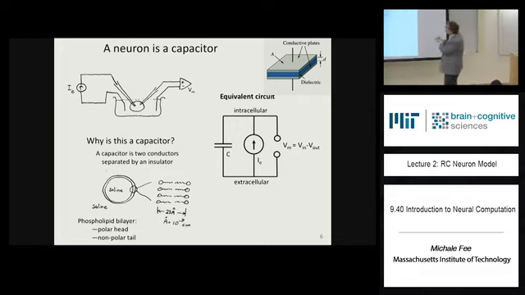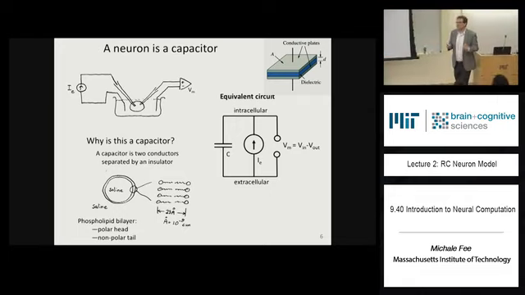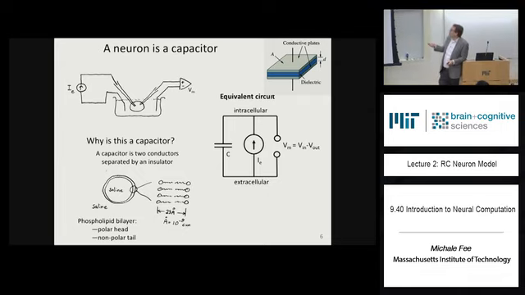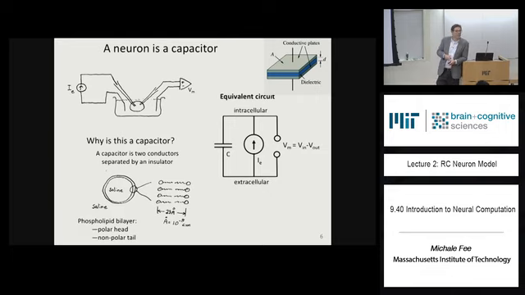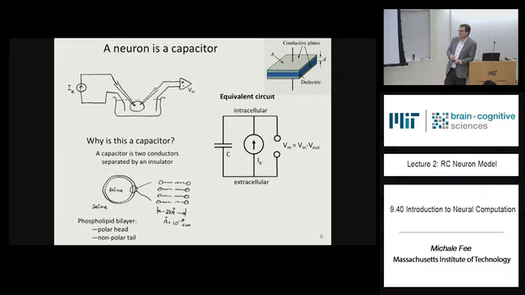This is a simplified symbol for a voltage measuring device. The voltage difference between the inside of the cell and the outside of the cell is what we're measuring here, and that difference is called the membrane potential. It's the voltage difference between the inside and the outside of the membrane. All right, any questions about that?